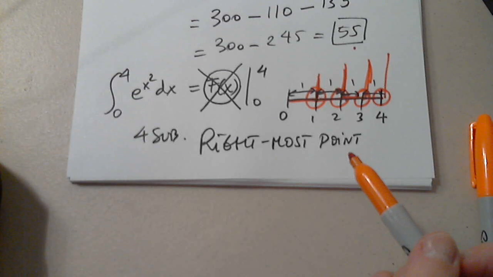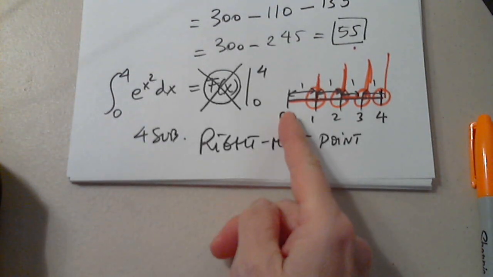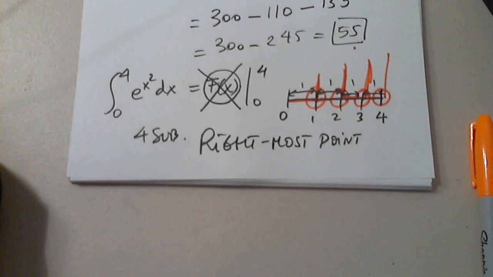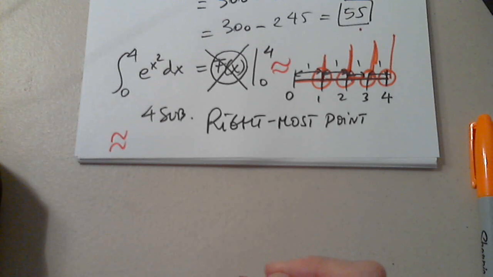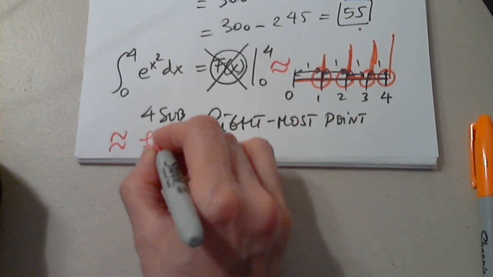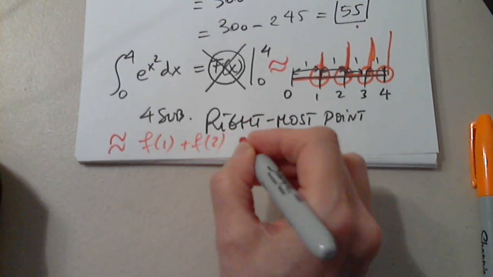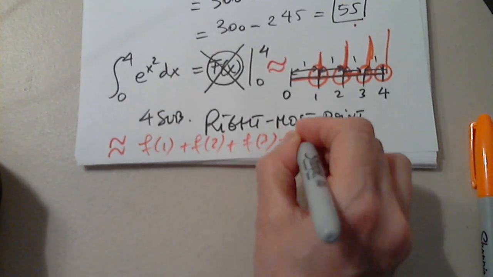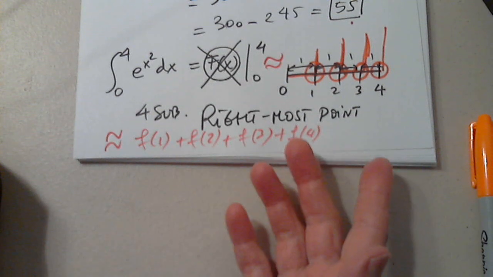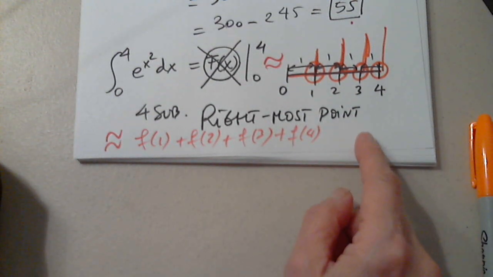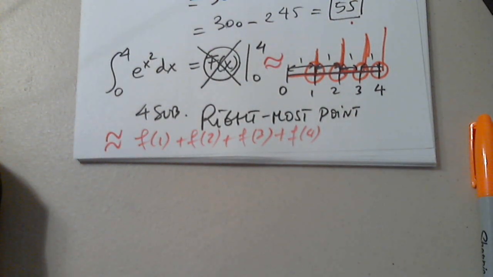I don't even have to take it into account. But if the base is 2 or any other number, I have to take it into account. But in this case, I will immediately say that this is approximately base times height, f of 1 plus f of 2 plus f of 3 plus f of 4. All I have to do is just plug these numbers in the calculator and get the sum. So we may get huge numbers. We'll see in a moment.